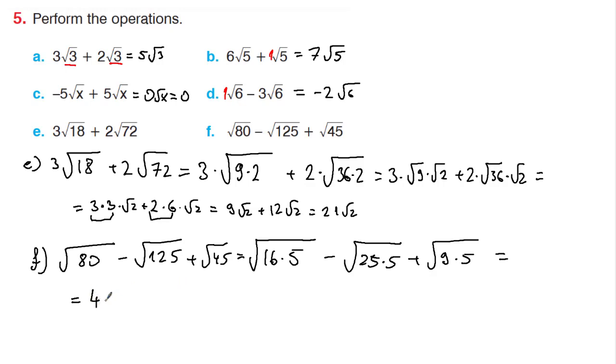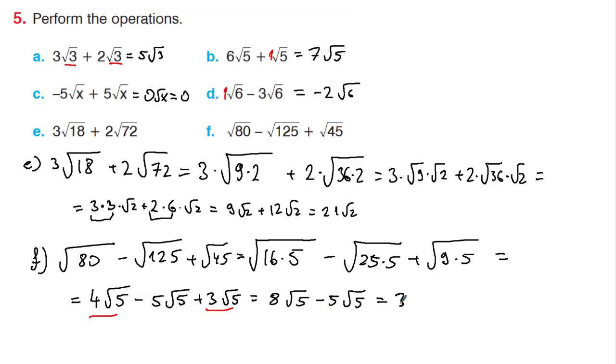It will be 4 root of 5. I'm skipping a step here. 5 root of 5 plus 3 root of 5. Now 4 root of 5 and 3 root of 5 makes 8 root of 5. 8 root of 5 minus 5 root of 5. 8 minus 5 makes 3 root of 5. Perfect. Let's continue with another exercise.